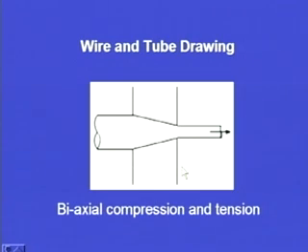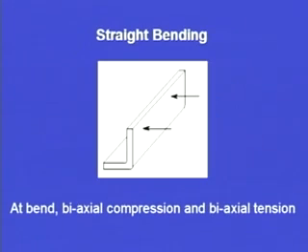So, we can see there are different types of states of stresses, a combination of states of stresses, which are prevalent whenever a material is deformed plastically under the applied pressures or loads to convert it from one shape into another shape. Now, in case of straight bending, the arrows show the direction in which the load is applied. So, at the bend, biaxial compression and biaxial tension are present.